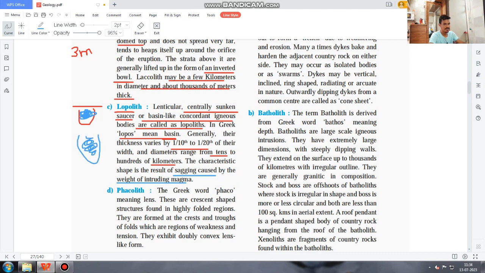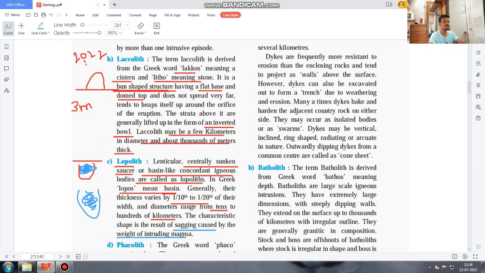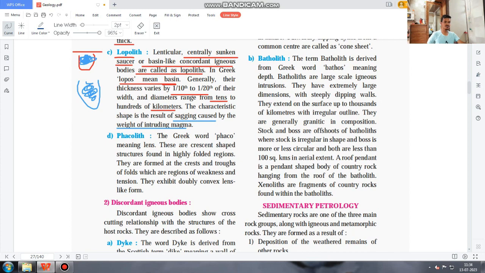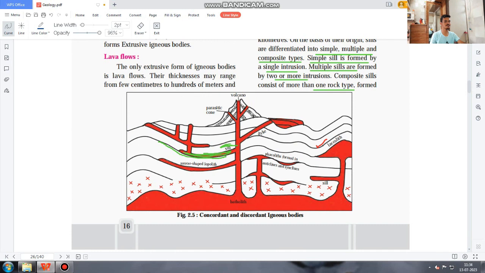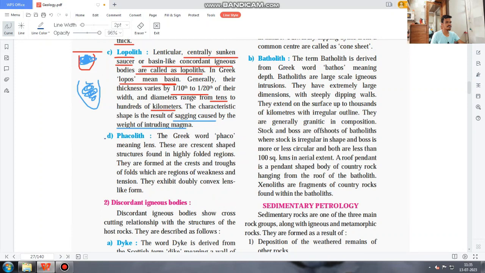In this part there is a lot of weight, that is why it sags down like an inverted basin. Like a basin. There is a lot of magma here, that is why it becomes reversed. So any one of these can come. Write the description and draw the diagram for 3 marks. Last time this had come in 2022. Next we move on to phacolith. Here the lopolith is given in the diagram. See, this is a saucer-shaped lopolith. See, they are parallel to the host rocks.